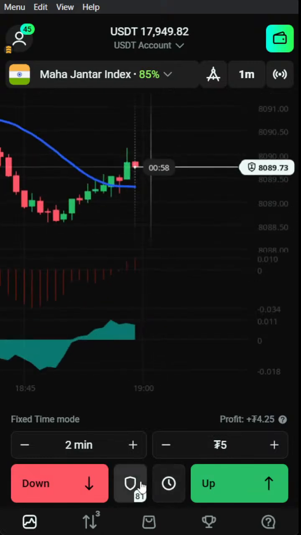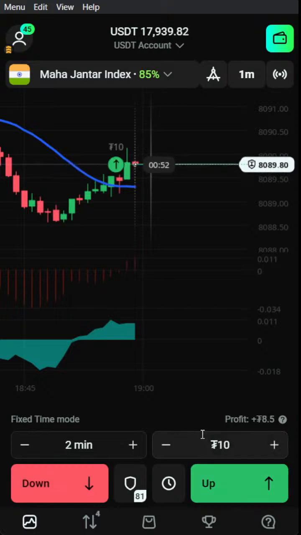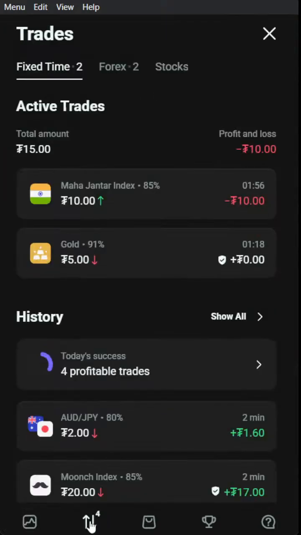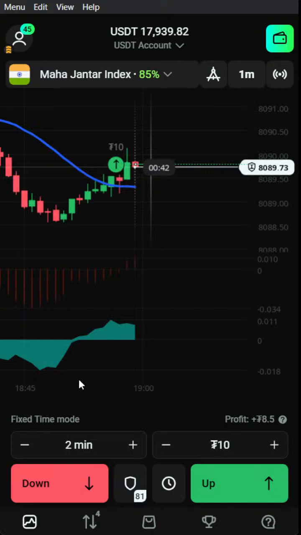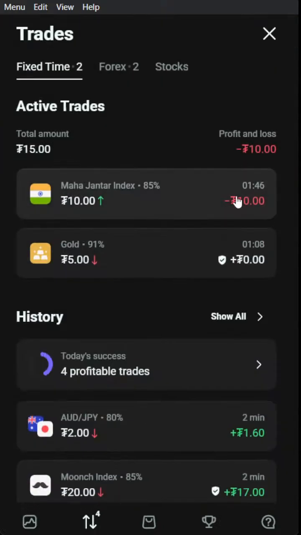Okay, finally a signal, guys. Finally a signal. So let's do it. $10 up trade, and let's see how that goes. Okay, so I have made a $10 trade for Mahajantar. Let's see how that would go. It might go in profit, it might go negative. There's no risk free use. So if it goes negative, it's a loss. If it goes positive, it's fine.